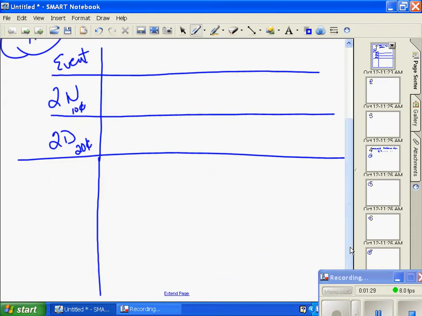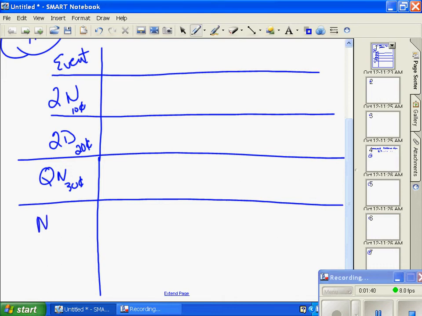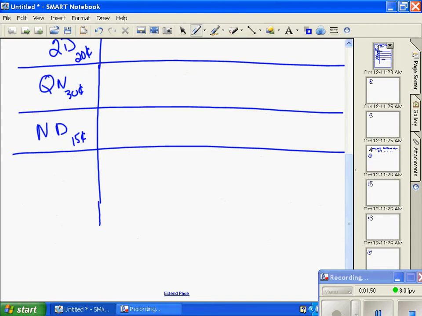Getting 30 cents would be a quarter and a nickel, so I'm going to put that down. And then what else could I have? I could have a nickel and a dime. That's going to be 15 cents. I really wouldn't have to put those values there; that's just for my mental record. And then what else do I have left? A quarter and a dime, and that would be 35 cents.